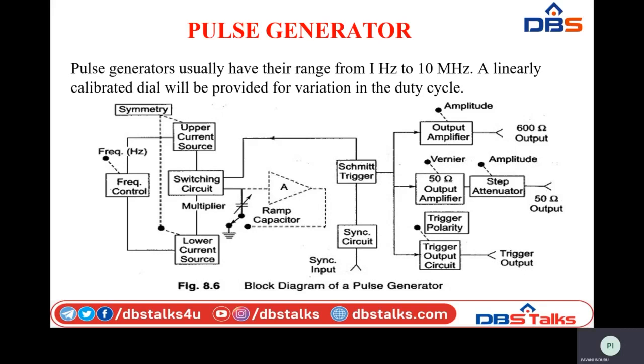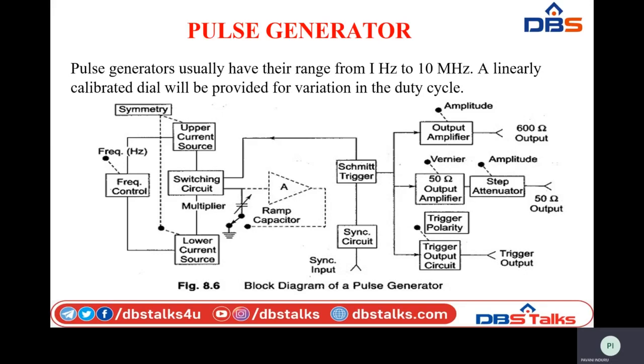Here, this pulse generator can work like a free running oscillator, and it can also synchronize with the help of external synchronization circuits. That is why the synchronous circuit is connected to the Schmitt trigger. So it can be synchronized with the external inputs as well.